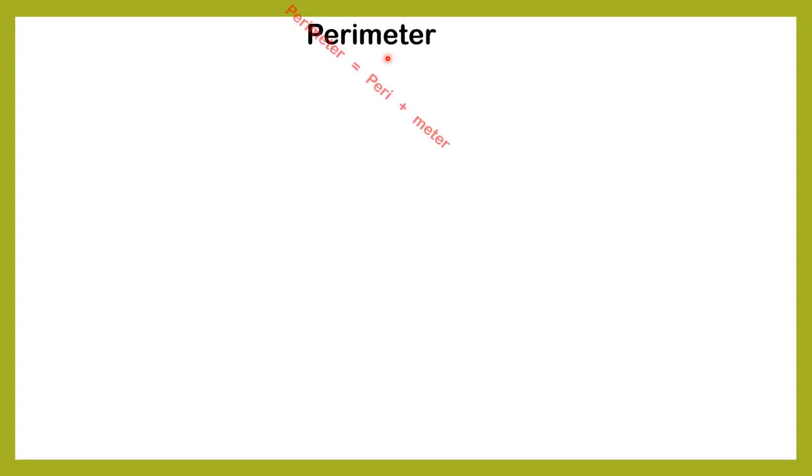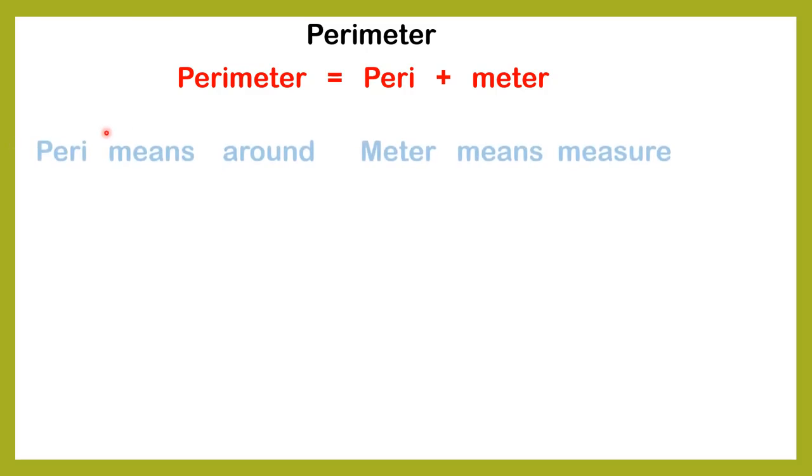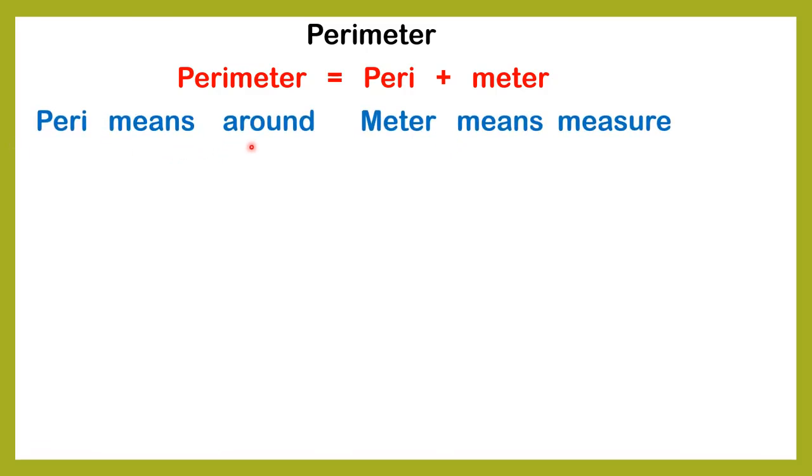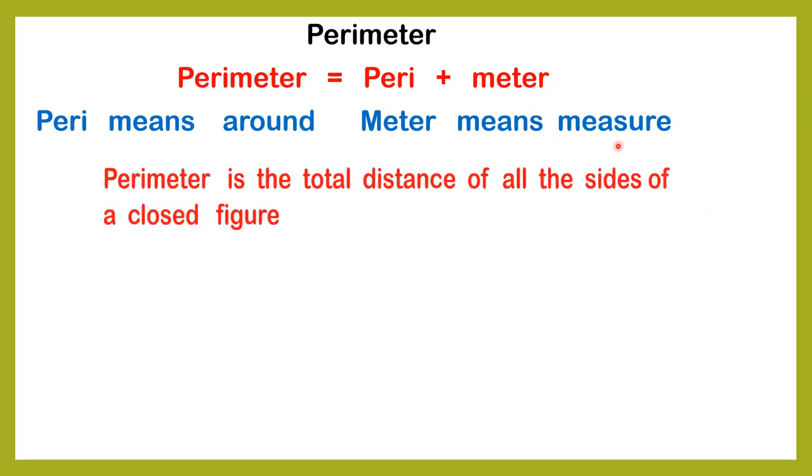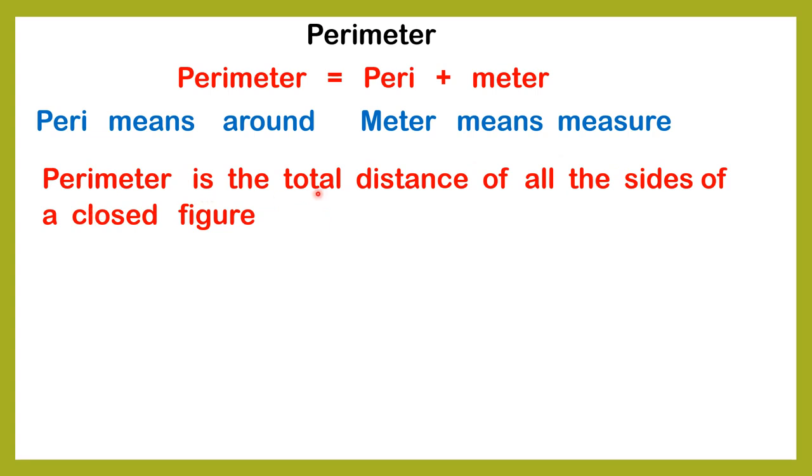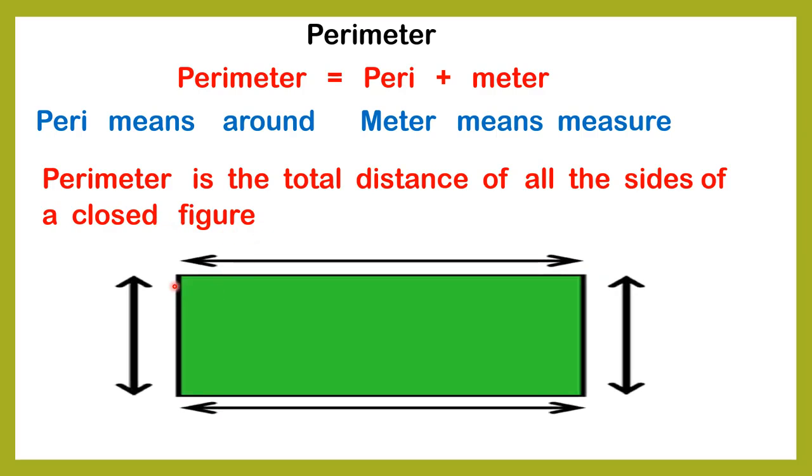Now this word perimeter is divided into two parts. If you break it up, it will be peri plus meter. Now what does peri mean? Peri means around and meter means measure. So you can say perimeter is the total distance of all the sides of a closed figure. Now what do I mean by this? This diagram will help you a little better.